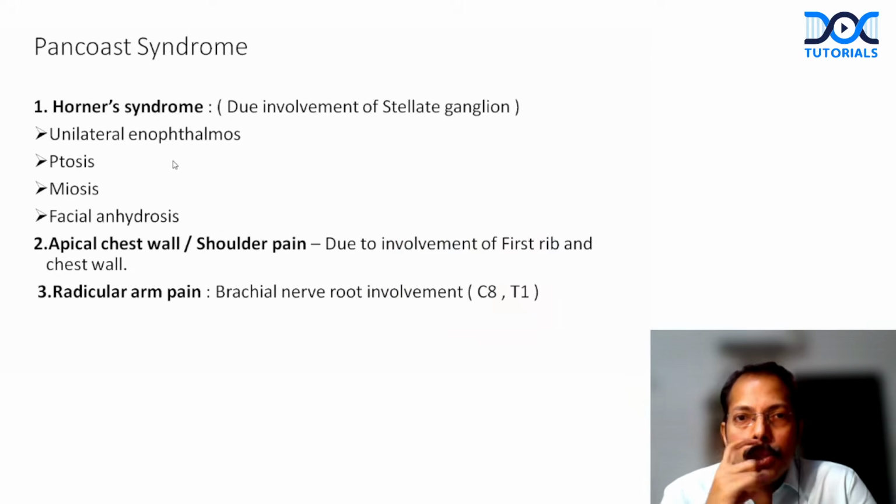So what is a Pancoast syndrome? Pancoast syndrome involves the Horner syndrome because of involvement of the stellate ganglion, then apical chest wall and shoulder pain, and radicular arm pain because of the brachial nerve root C8 and T1.